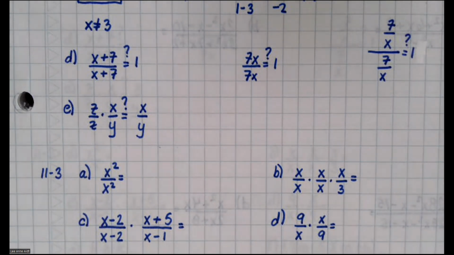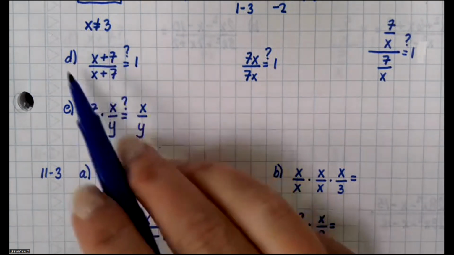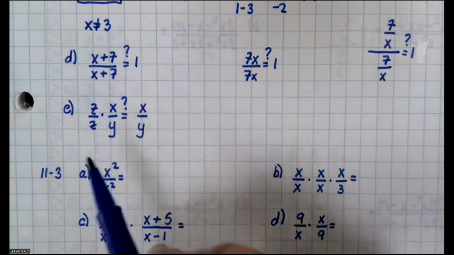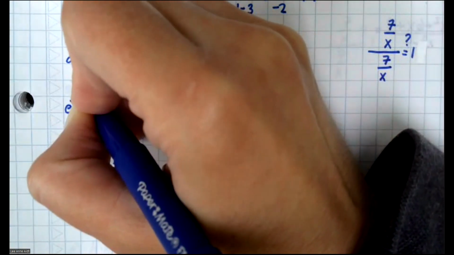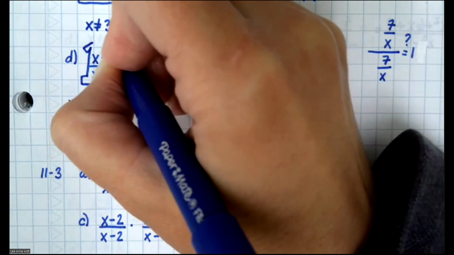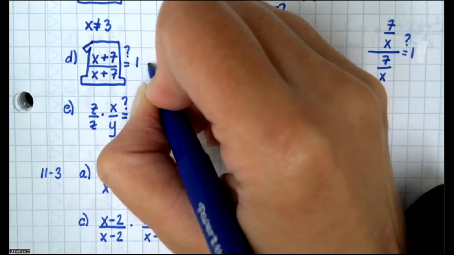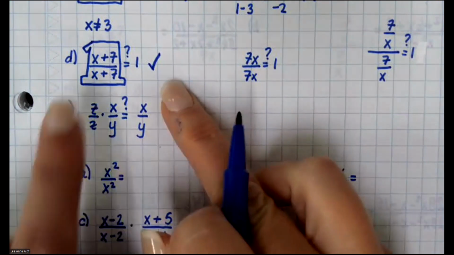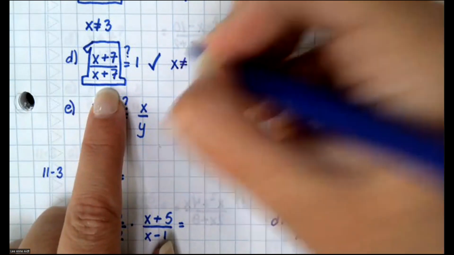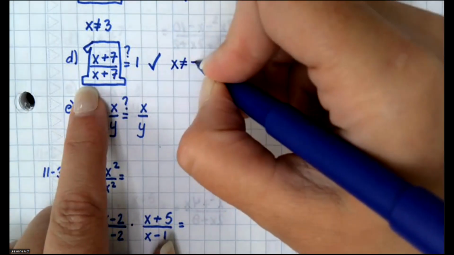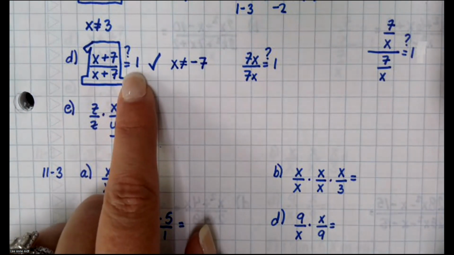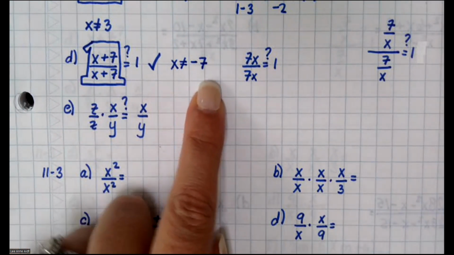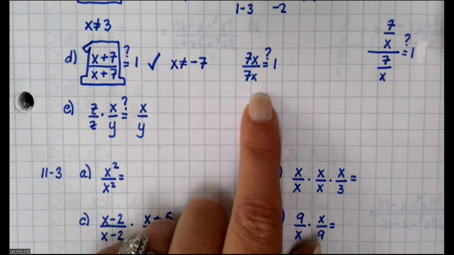Okay, let's start with this. Gut feeling on this one, does this equal 1? Yes. Okay, so I'm going to put the giant 1 on, and a check mark for yes. However, what is the excluded value here? X cannot equal -7. So yes, this is 1, however, X can't be -7.